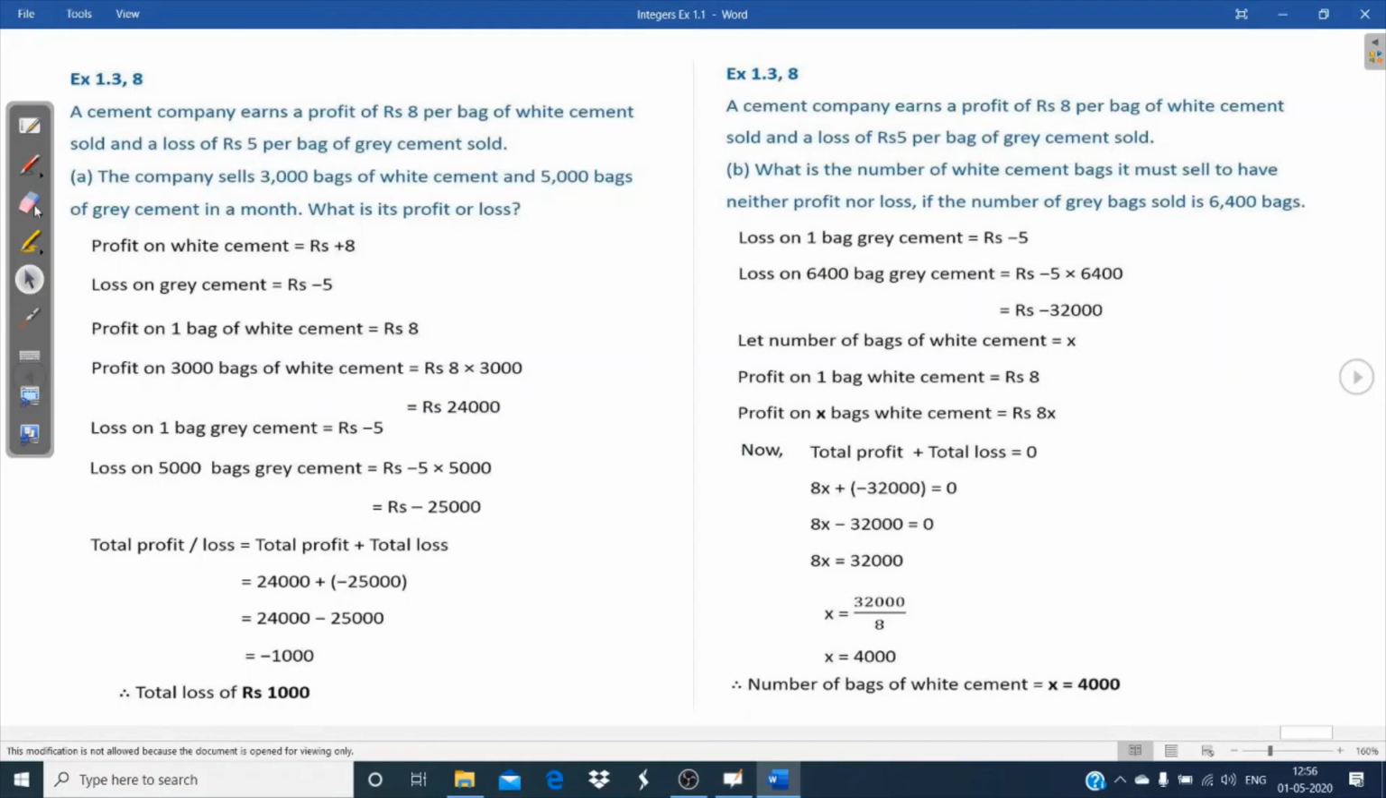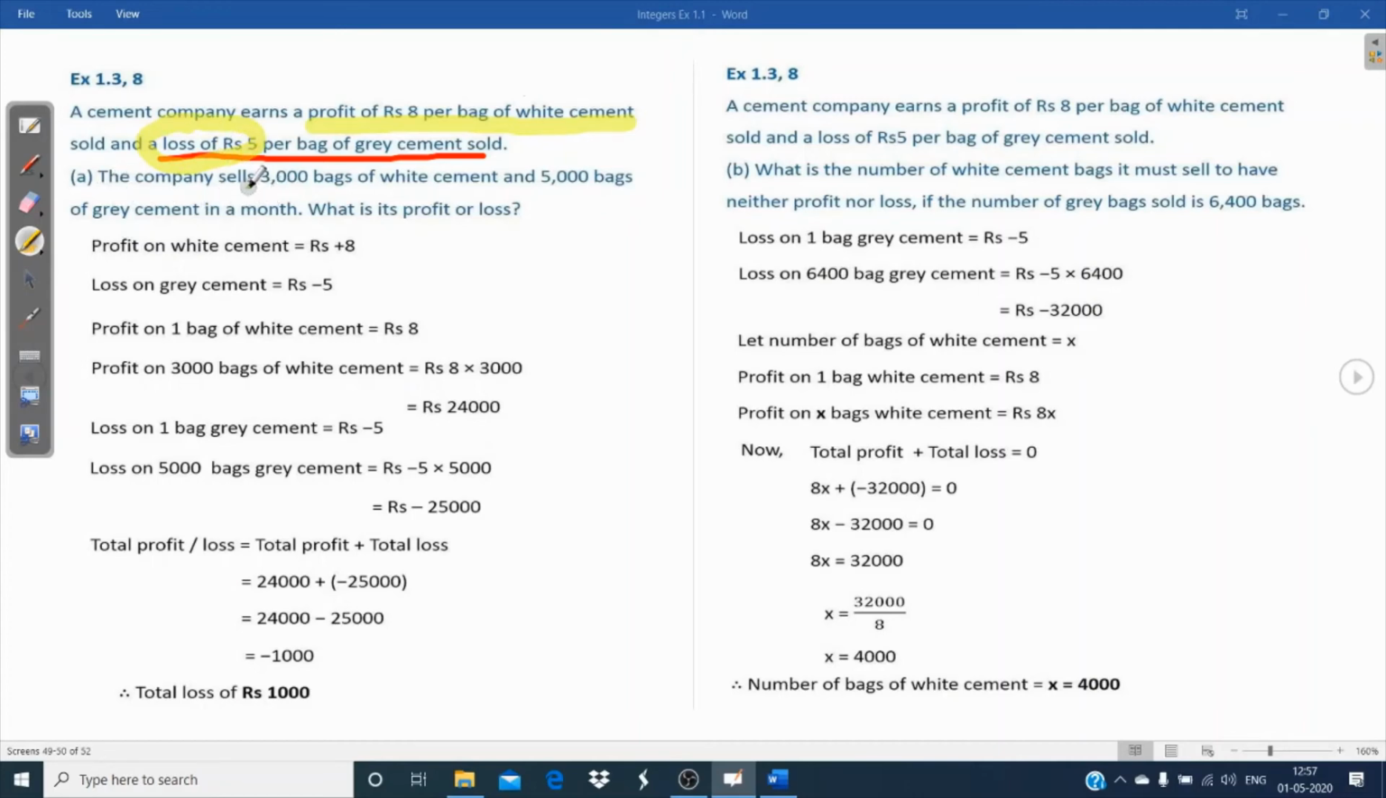Now question number 8. A cement company earns a profit of 8 rupees per bag of white cement, and a loss of 5 rupees per bag of grey cement sold. Means on selling white cement they are getting a profit of 8 rupees, and on selling grey cement they are getting a loss. Now here you are getting a loss of 5 rupees.